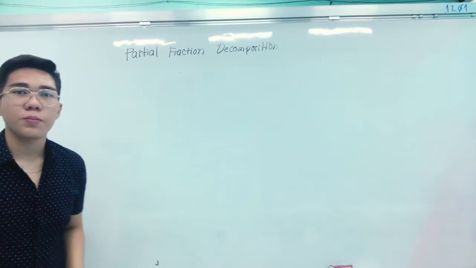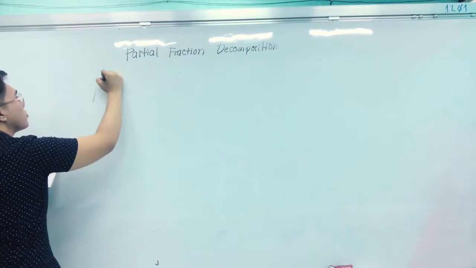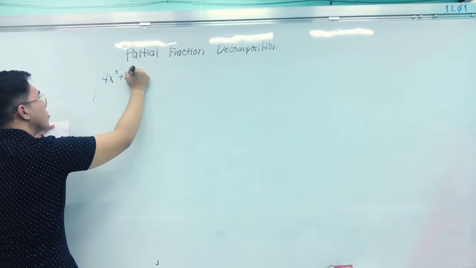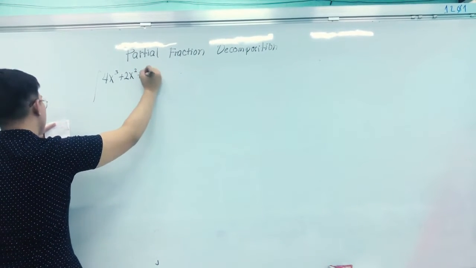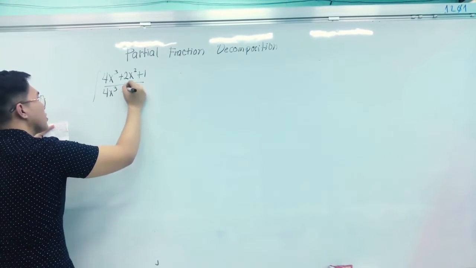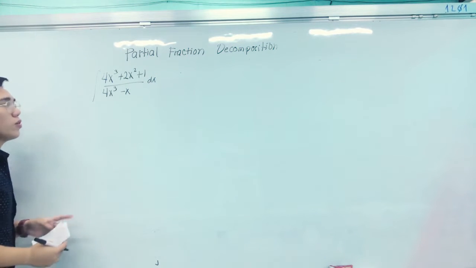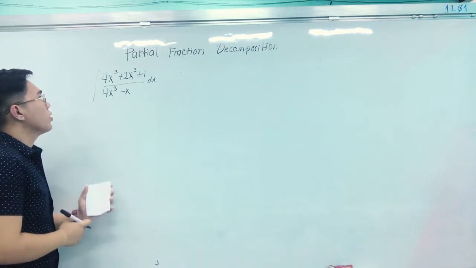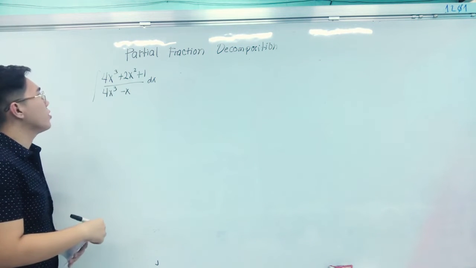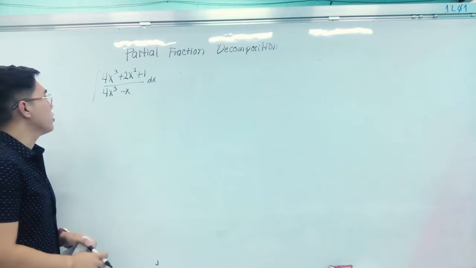So for our problem number 2, we're asked to find the integral of (4x cubed plus 2x squared plus 1) over (4x cubed minus x) dx. So the overview of our equation, you can see that it's complicated, and our goal here is to divide the equation into several parts, so we could integrate it much easier.